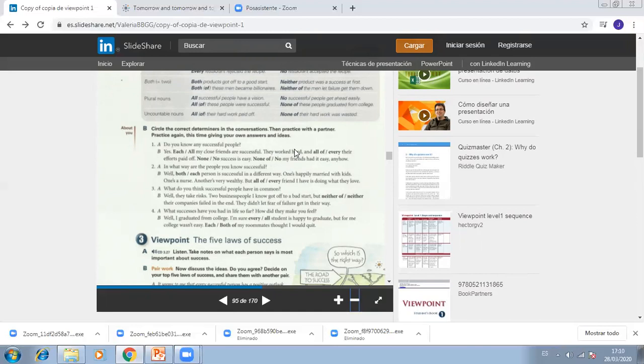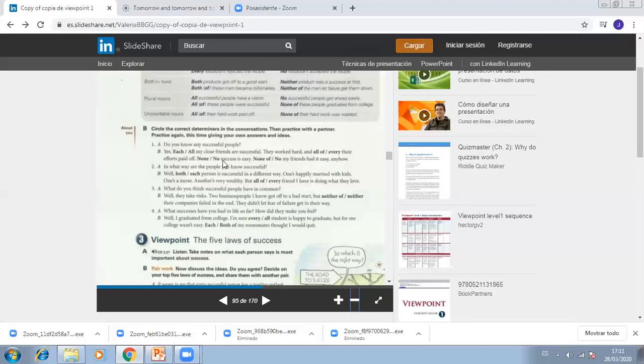And then we have: they work hard and all of their efforts or every their efforts. So the correct alternative here is all of. Okay, all of their efforts paid off. Paid off is when you have, for example, a reward. So you're working hard on something and at the end you have a reward. So this is like the action, okay, paid off.